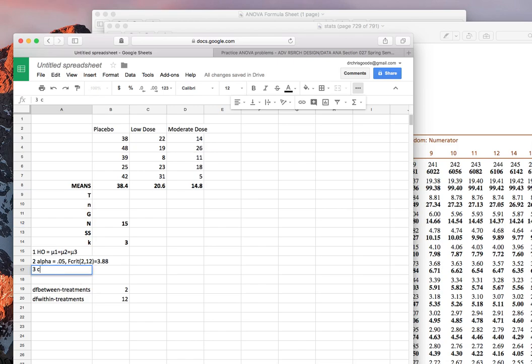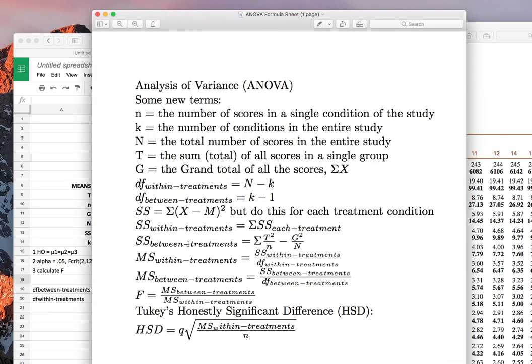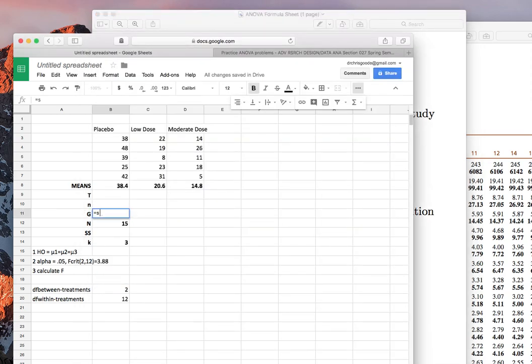Okay, step 3 is to calculate F. In order to do that, we need sum of squares between treatments and sum of squares within treatments. Sum of squares between treatments is the sum of T squared over n minus G squared over big N. T is the total within a group, and n is the number within a single group. We're going to square those totals, divide by n, and G is the grand total. That's the sum of all of the scores, and we're going to square that and divide it by N to get the second part of our sum of squares between treatments.